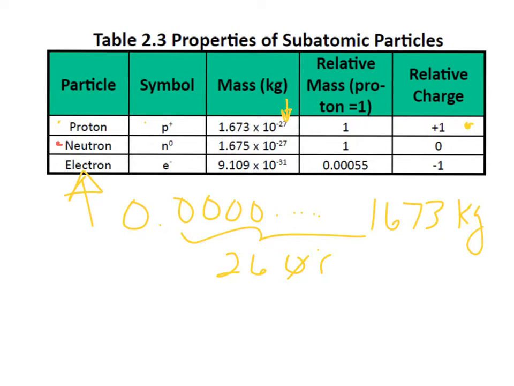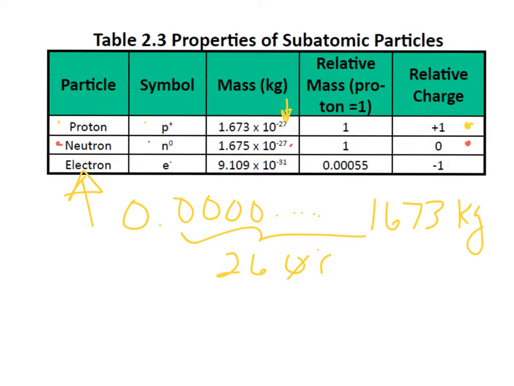So neutrons are represented by an N0, and sometimes that 0 is written as a subscript. And that 0 is there because neutrons have 0 charge. So they are neither positive nor negative. But they also have about the same mass as a proton. So very, very, very tiny.